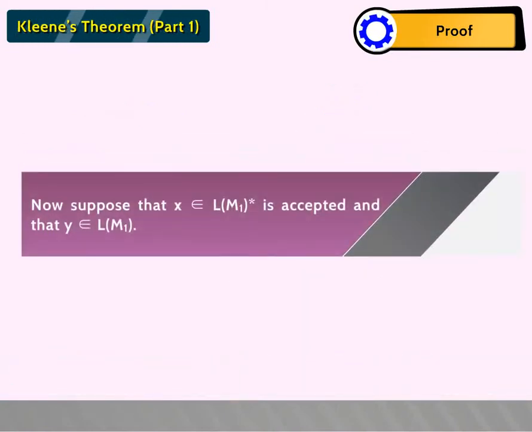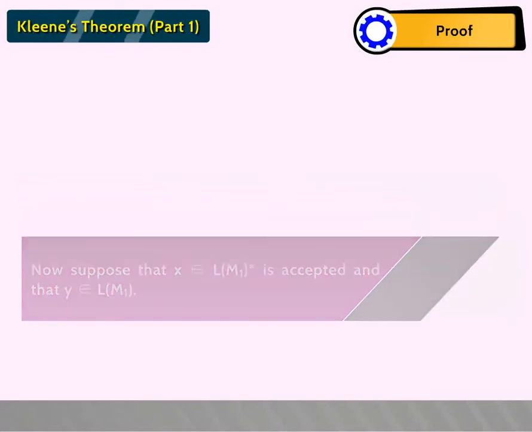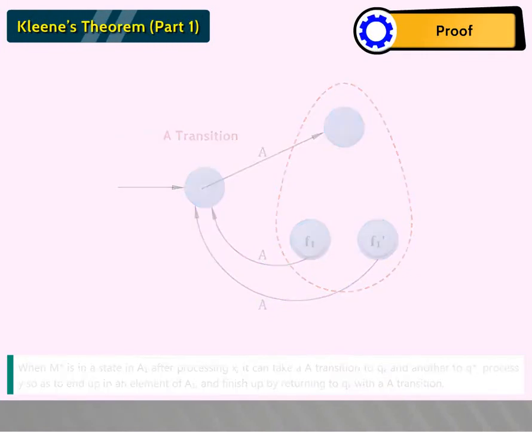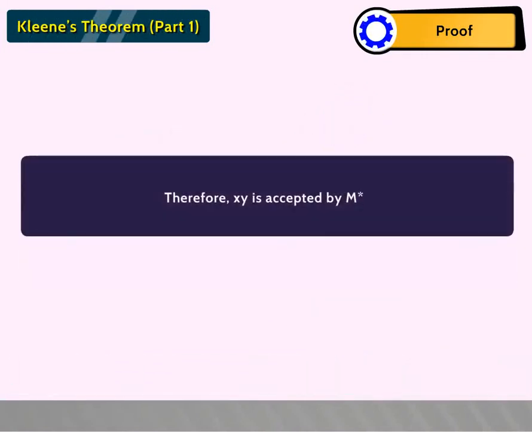Now suppose that x, an element of L(M1)*, is accepted and that y is an element of L(M1). When M* is in a state in A1 after processing x, it can take a Λ transition to q*, and another to q1, process y so as to end up in an element of A1, and finish up by returning to q* with a Λ transition. Therefore, xy is accepted by M*.